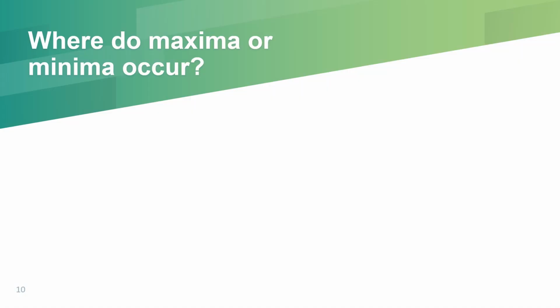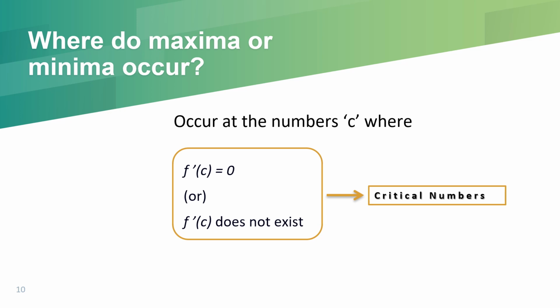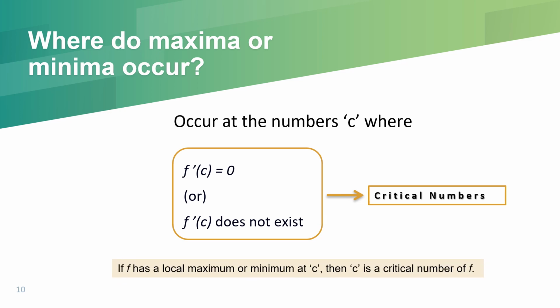Having understood the concept of maximum and minimum, let us try to locate where maxima or minima occur. They occur at the number c where either f'(c) equals 0 or f'(c) does not exist. They are given a special name called critical numbers. So, a critical number is a number in the domain of a function f such that either f'(c) is 0 or f'(c) does not exist. We can conclude that if a function f has a local maximum or minimum at c, then c is a critical number of f.